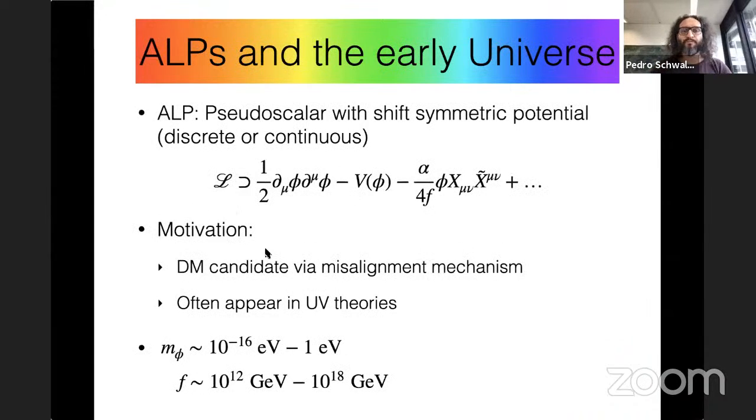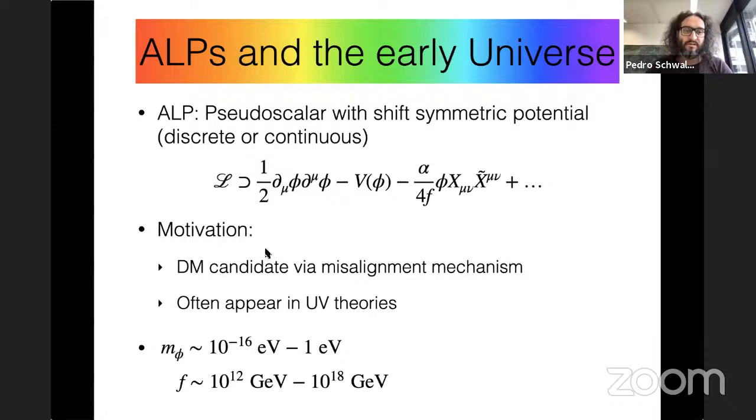Okay, so what is an ALP? As far as I'm concerned, for the purpose of this talk, this is a pseudoscalar, so a very light particle with a shift symmetric potential, which could be either discrete or continuous shift symmetry. And once this shift symmetry is broken, at least broken to a discrete symmetry, it can pick up a small mass, but it tends to be a very light particle in the early universe.